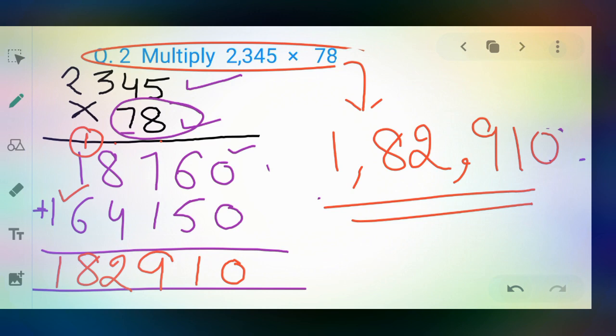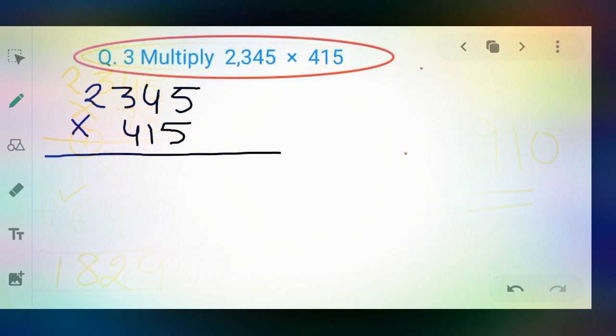Now next is, okay, now dear student, next question is, multiply a large number, that is 2345, by a 3-digit number, that is 415. Here I want to multiply this number by a 3-digit number. So dear student, up to 2-digit numbers we learned in the previous example. Now we are going to discuss how to multiply a large number by a 3-digit number.